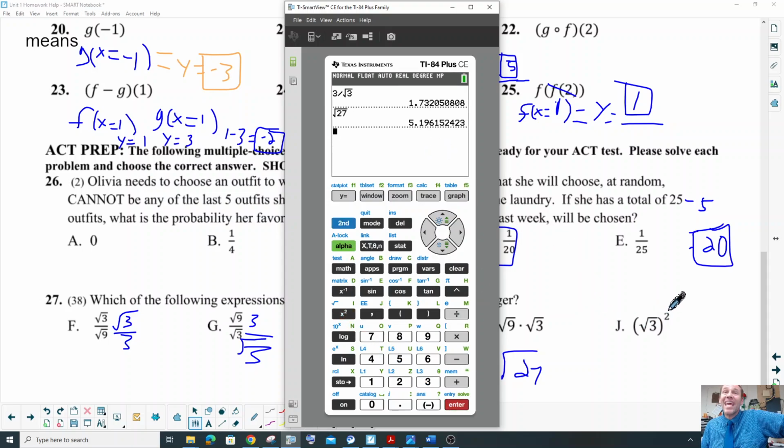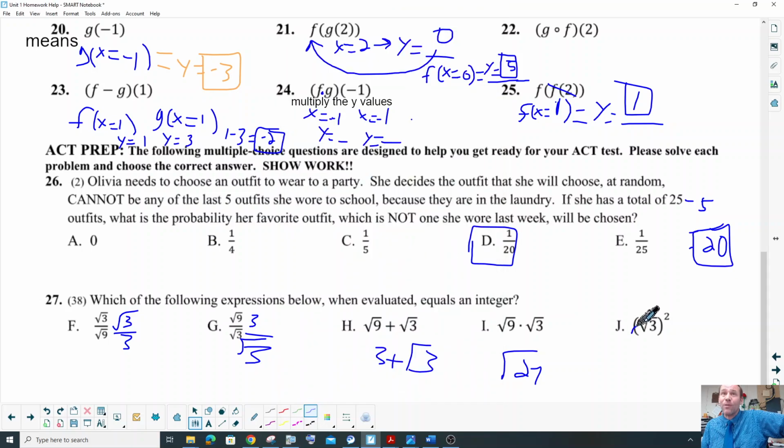What about if we take radical 3 and we square it? That would cancel those two things and we would just get a 3. It's a whole number. Woo!